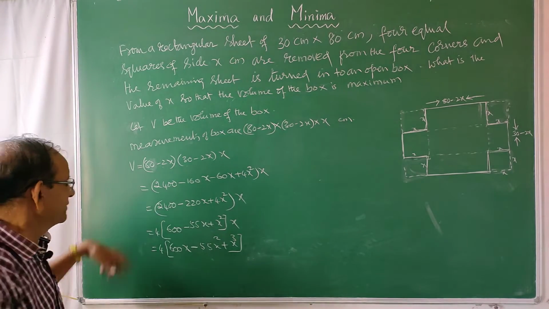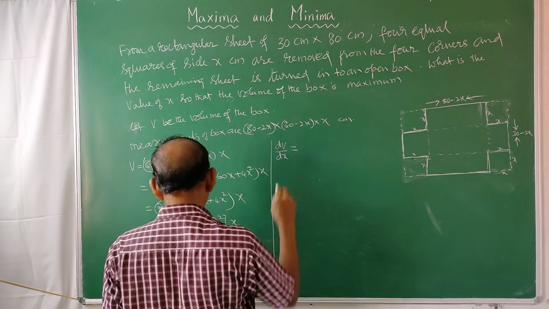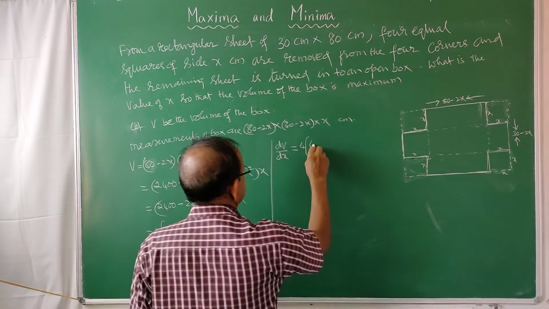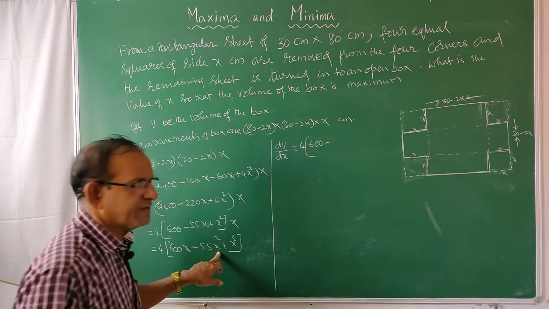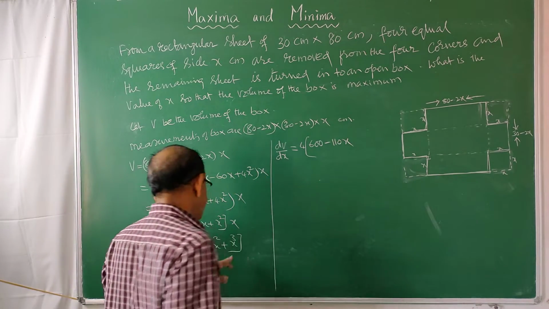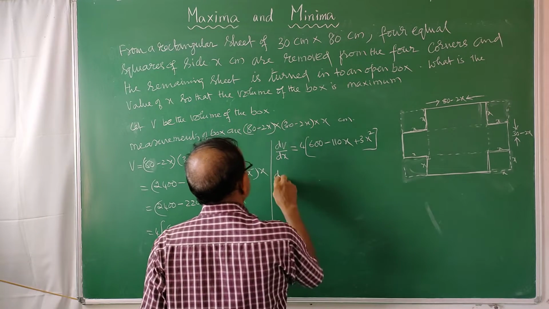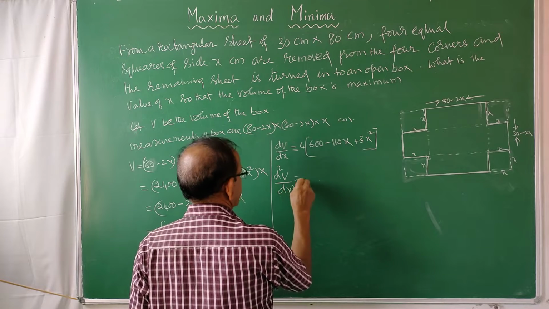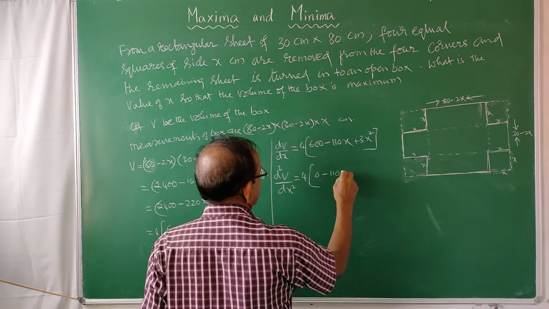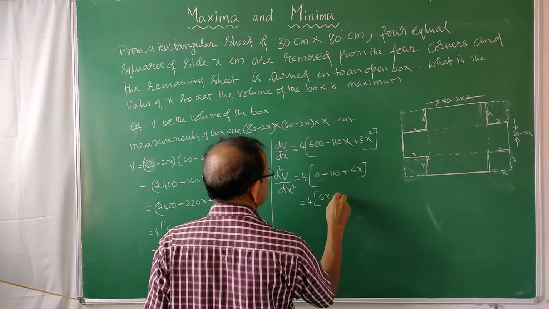Let us find out the first derivative, dV by dx. 4 is constant, that you can keep outside. 600x derivative is 600, minus 55x square derivative. X square derivative is 2x, into 55 is 110x. And x cube derivative is 3x square. And next, the second derivative: 4 into (600 derivative is 0, minus 110, x derivative is 1, plus 6x). That means 4 into (6x minus 110).